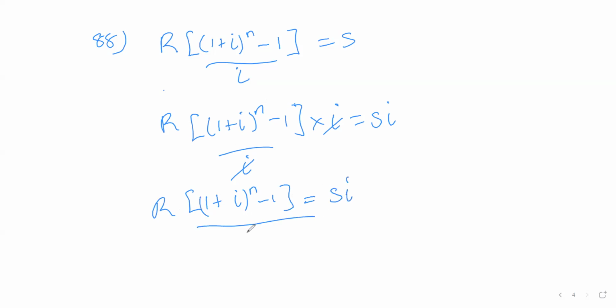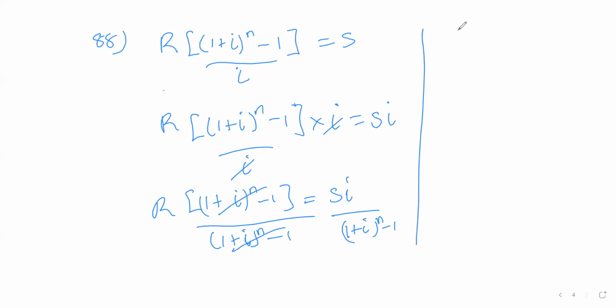We then divide both sides by this quantity, 1 plus I to the n minus 1. This cancels with this, and we are left with R equals S I over 1 plus I to the n minus 1. Okay, so that's how literal equations are solved basically.